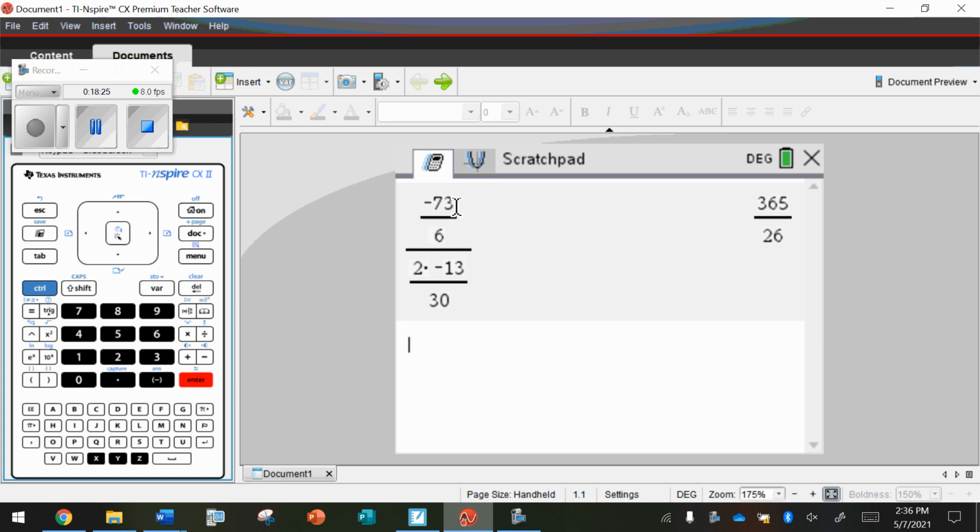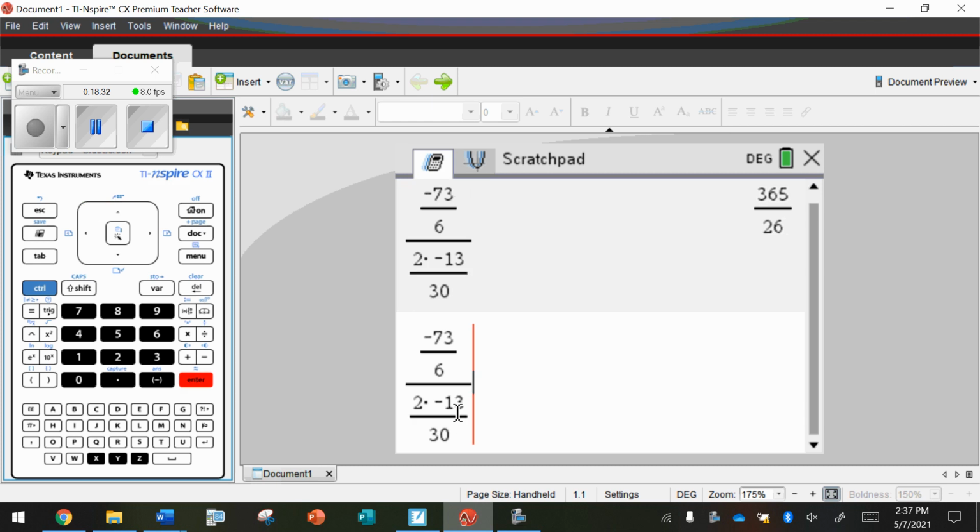Oh, I typed in the wrong number. That's okay, I'll show you how to fix it. I go back, highlight, and hit enter. It came out to be 13 here. See that? I need it to be 31.